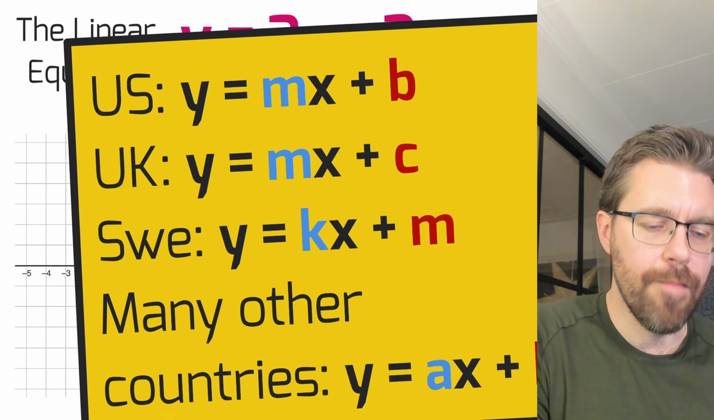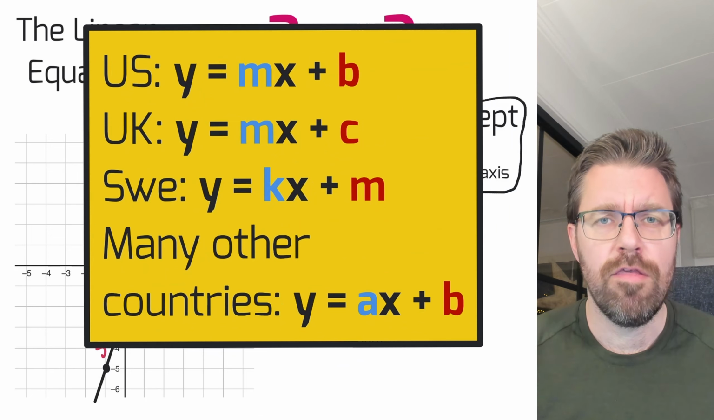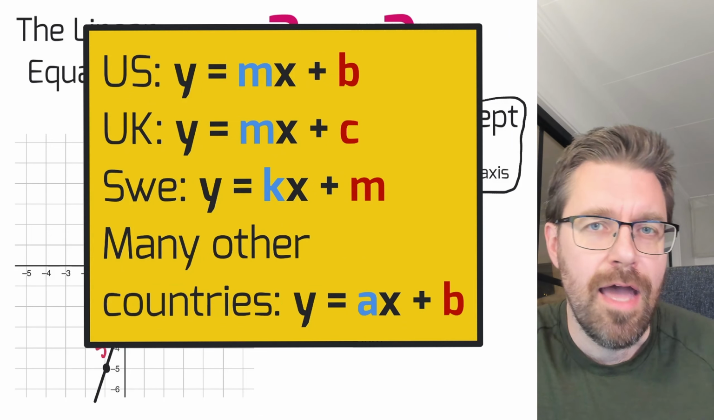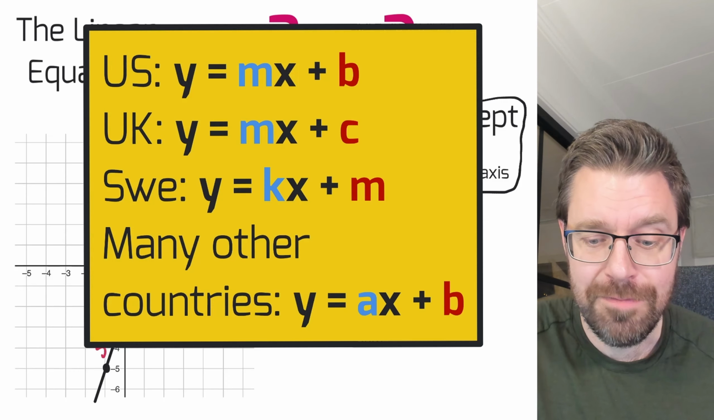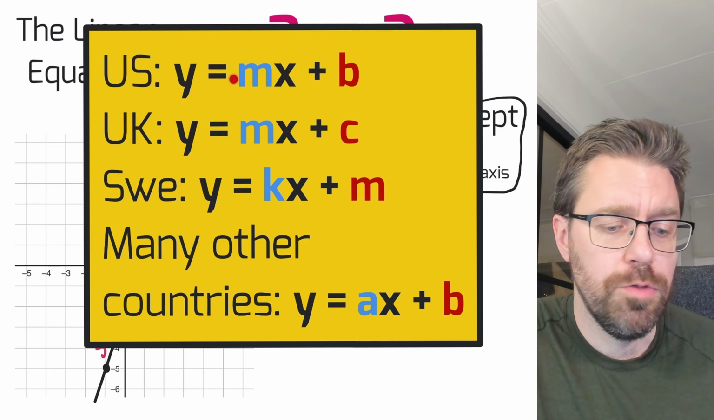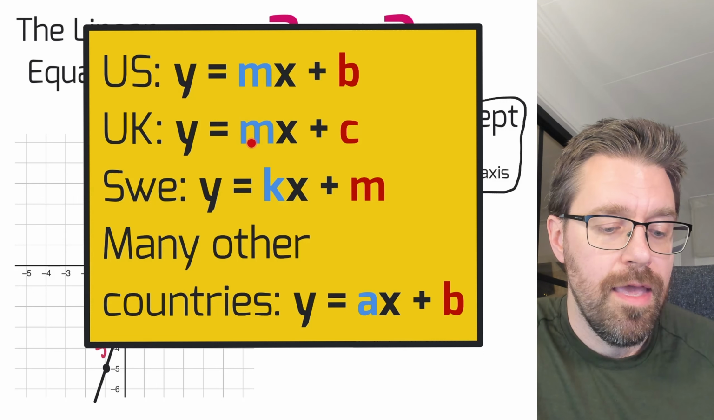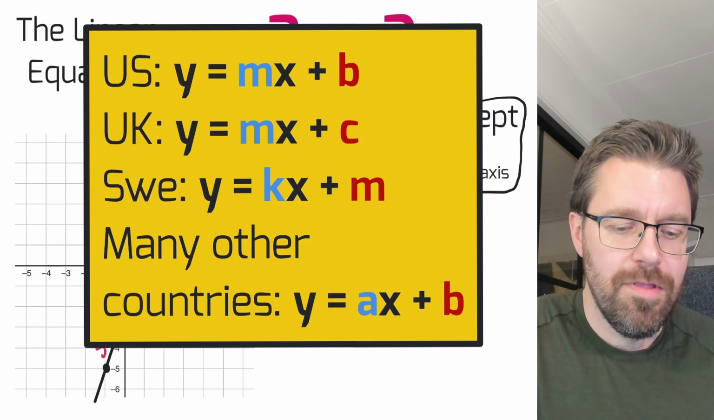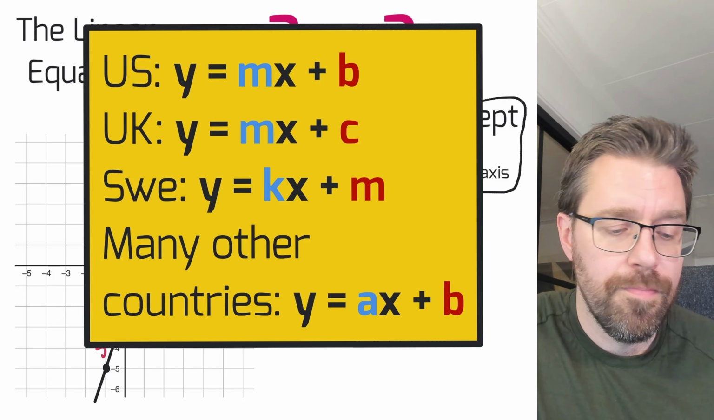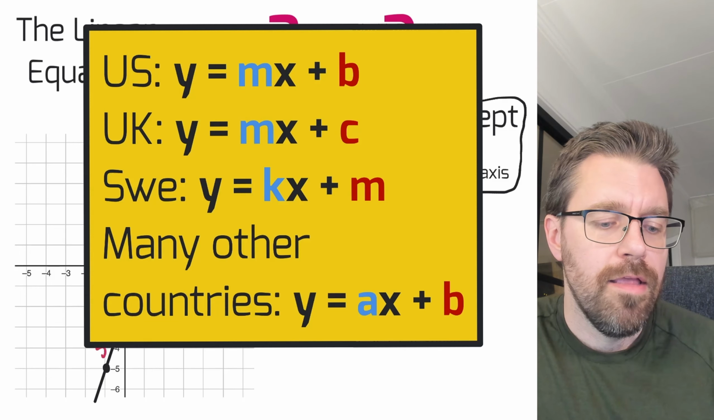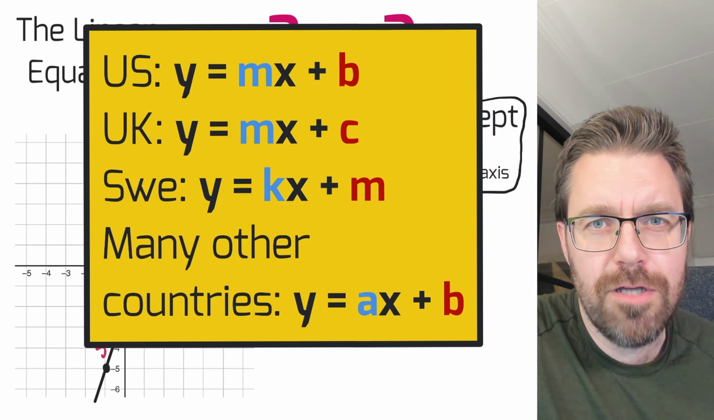Usually we're talking about y equals and then some letters, but the letters are different in different countries. I'm from Sweden and we are talking about kx plus m, but it can be confusing because in the US they're talking about mx plus b, in the UK, mx plus c. So the m and the m: in Sweden the m is the y-intercept, and in the US and Britain the m is the slope. So different in different countries.